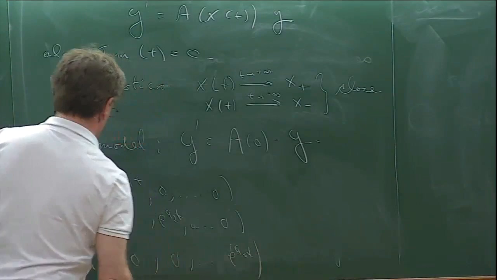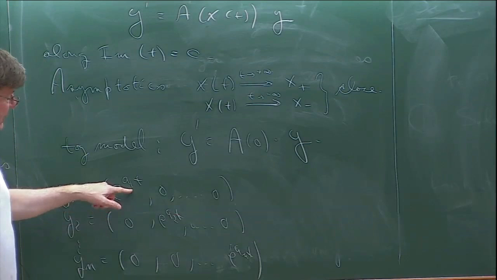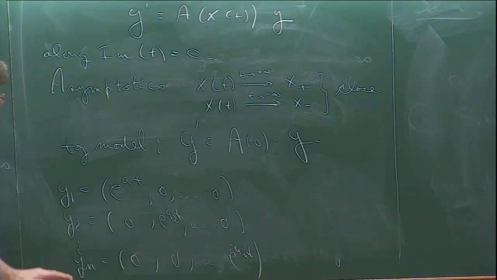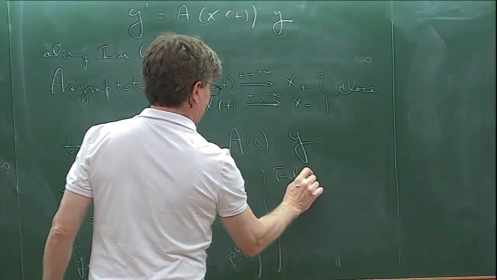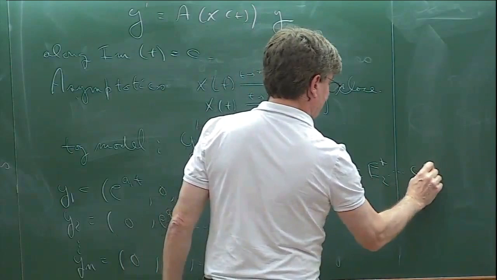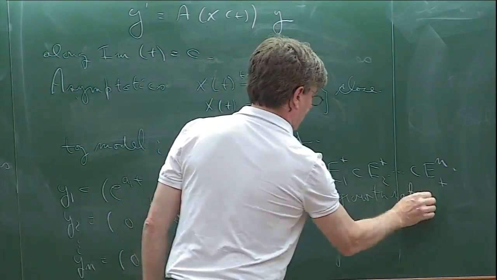Okay. So now, if you think about it, the real parts are ordered. So this one grows fastest, or decays most slowly, depending on the sign of the real part. This one is the next to slowest growth, and then the fastest one is this. And what that means is, as t goes to plus infinity, you get a flag, E1 plus, given by the growth rates.